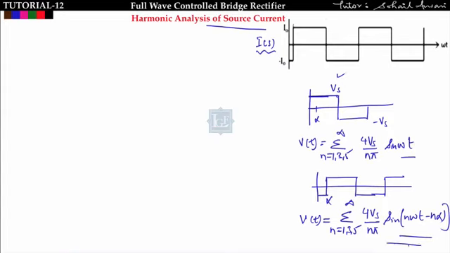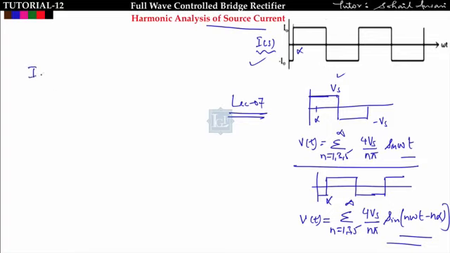It is shifted by an angle of alpha. We have derived this Fourier series in lecture number 7. So go through that lecture, you will understand how I am getting this. If I have to find the Fourier series of this source current, then this source current is nothing but shifted by an angle of alpha.